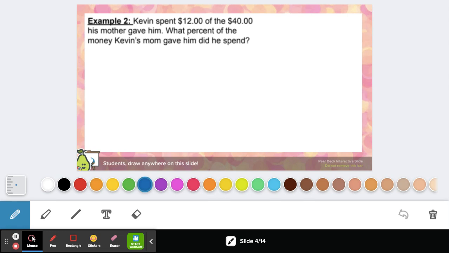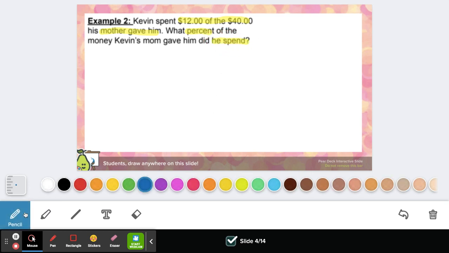So example 2 says Kevin spent $12 of the $40 his mother gave him. What percent of the money Kevin's mom gave him did he spend? So I have $12 of his $40 that his mother gave him. We want to know the percent of the money Kevin's mom gave him did he spend. So we want to know the percent that he spent.